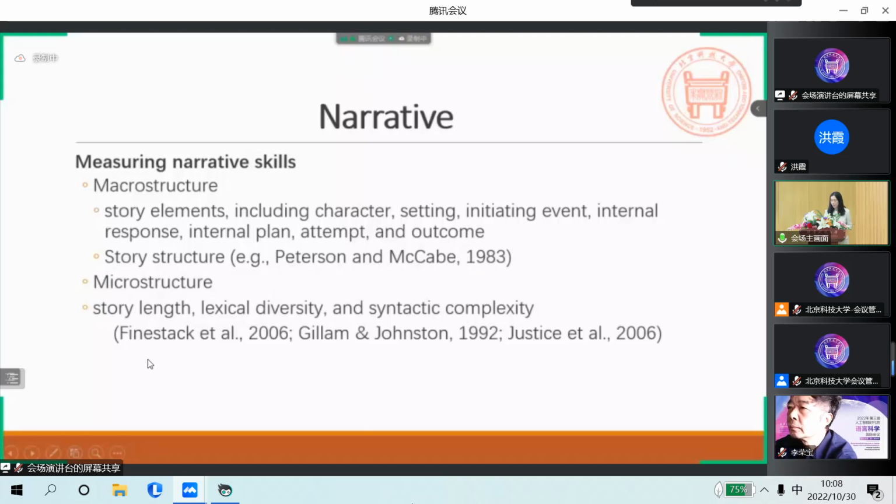about the story length, usually we might use measures such as the total words of the narrative, and lexical diversity might include, for instance, the total number of different words, and the syntactic complexity might include, for instance, specific sentence structures in that language, or the occurrence of clauses, etc. So from previous studies, usually scholars analyze narrative ability from these micro and macro structures.